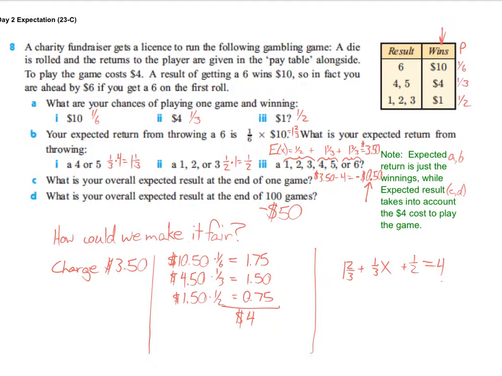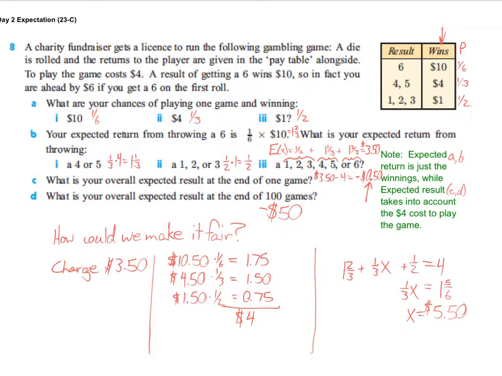So now it's 1 5/6 equals 1/3 x. So now we multiply by 3, and we get x equal to 5.50. Okay? Can we do number 11?